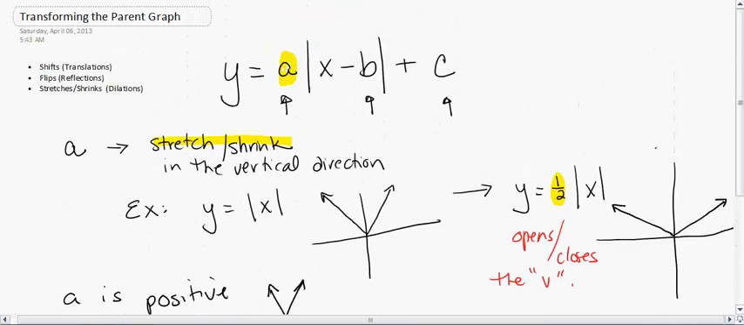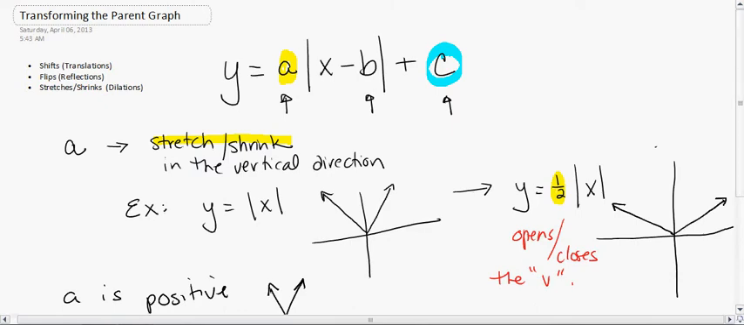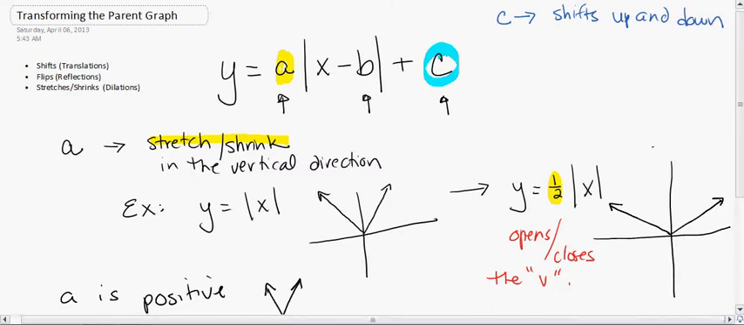Now let's look at the C. We won't do this quite in order. We'll look at C next. Let's take a look at what C is doing. So C is going to be the shift up and down. So C shifts up and down. And I'll give you an example of that.